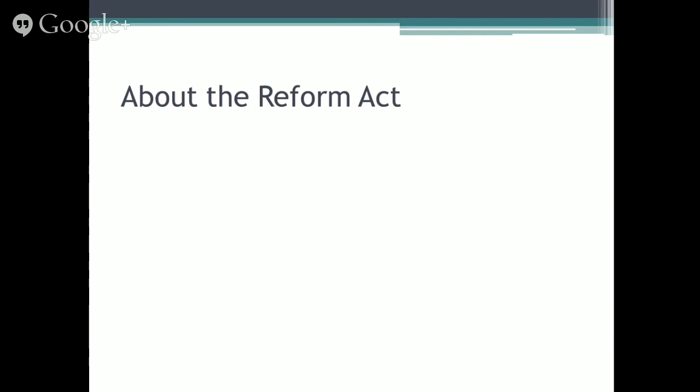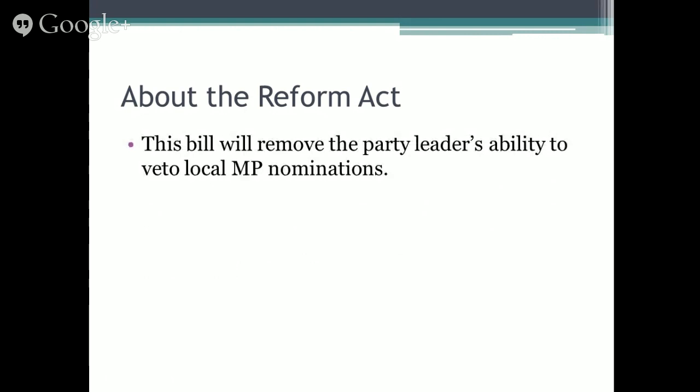It does this in 3 ways. The first is that it removes the party leader's ability to veto local MP nominations. Refusing to approve nominations when someone decides to run as a candidate for that party or overriding the decision of a local nomination process are 2 ways that party leaders have actually clamped down on MPs or potential MPs in the past. This bill will ensure that the process of candidate selection is way more democratic and locally determined, and it also eliminates one of the potential punishments that MPs might face for stepping out of line.